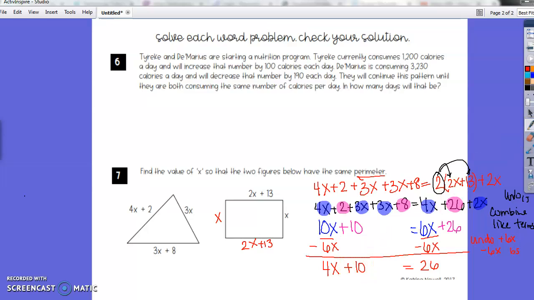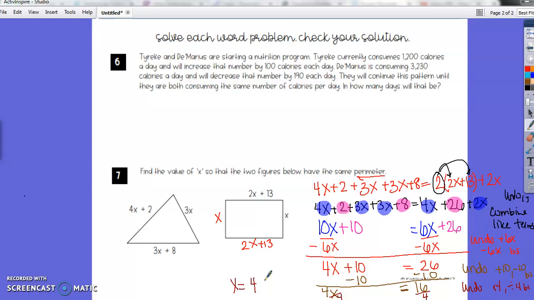X is almost by itself. So we're going to undo the plus 10. So to undo a plus 10, we're going to subtract 10 on both sides. So that gives us 4x equals 16. Almost there. So we have 4 times x. So to get x by itself, we need to undo the times 4. So we're going to divide 4 on both sides. And so we get x equals 4.